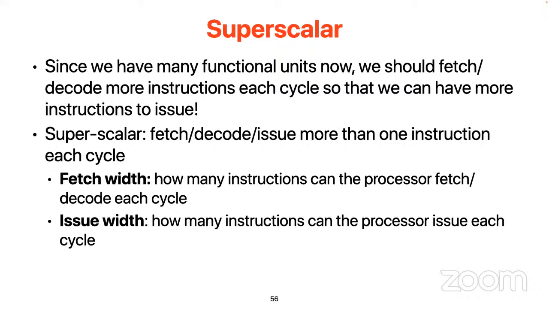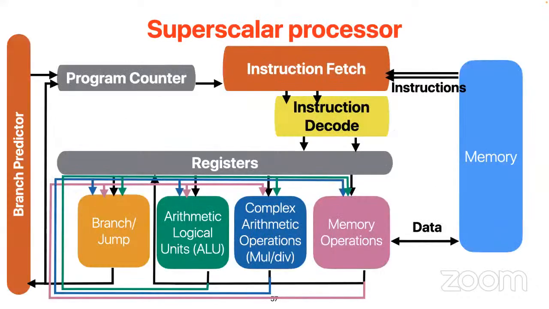So if you really want to utilize multiple functional units concurrently, then the solution is that you have to fetch the code and be able to issue, meaning put more instructions into execution at the same time. So in superscalar processor design, there are 2 parameters. One is the fetch width, meaning how many instructions the processor can fetch and decode in each cycle. And also the issue width, how many instructions the processor can put into execution at any cycle. The idea of a superscalar processor is this, right? It's not too different from what I drew before, but I just make 2 arrows here, meaning that I can fetch and decode 2 instructions at the same time.